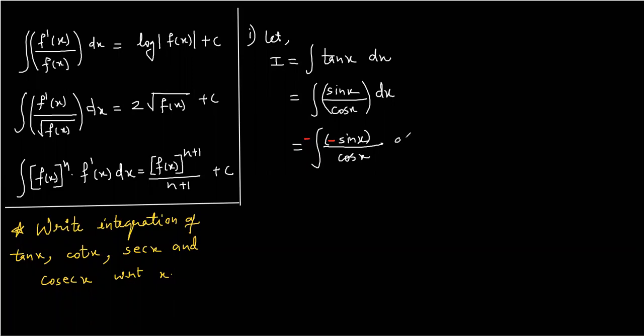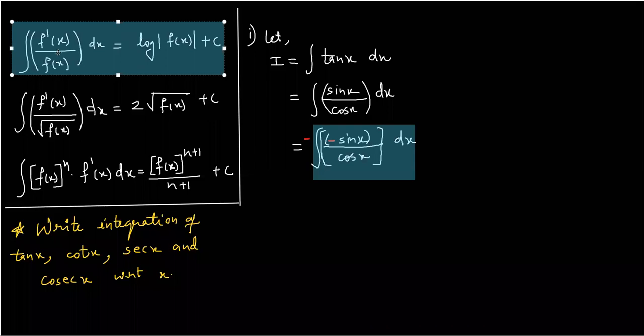So that now I can say that I have the derivative of the denominator in the numerator. Cos x is the denominator. What is the derivative of the denominator? Minus sin x. So for this whole thing, I can use this result here. What does it say? It says that if the numerator is the derivative of the denominator, then the integration is log of mod of the denominator.